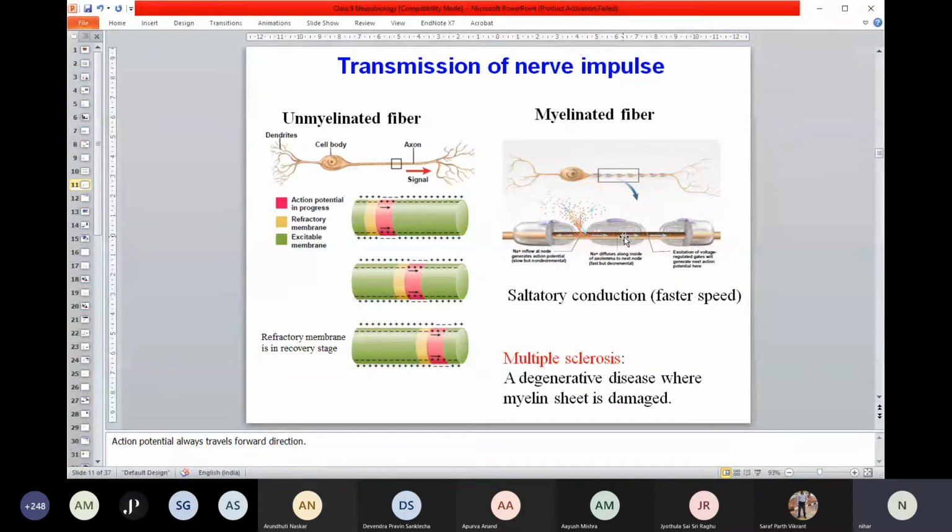If the myelin sheath is not there, you can think the nerve impulse speed would be much higher. Sorry, much slower. And I forgot one thing to mention about myelination. In our central nervous system, inside your brain, the majority of the neurons are actually unmyelinated. While in the peripheral nervous system, like your hands and legs, those are the places where your neurons are actually myelinated.